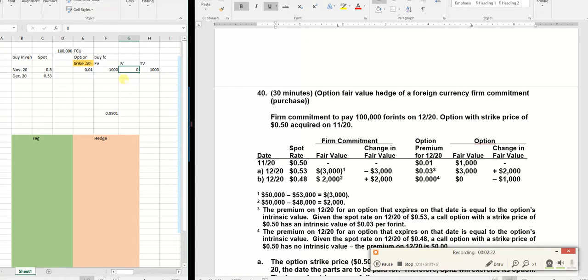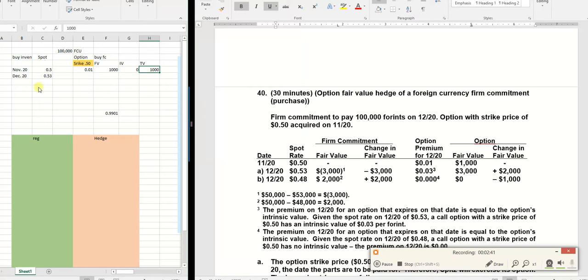Now I figure out the intrinsic value. Would I rather buy it for 0.50 or 50? Well, I'm indifferent, so its intrinsic value is 0. Therefore, its time value is the 1,000. So intrinsic value plus time value equals the fair value, so I can back into the time value.